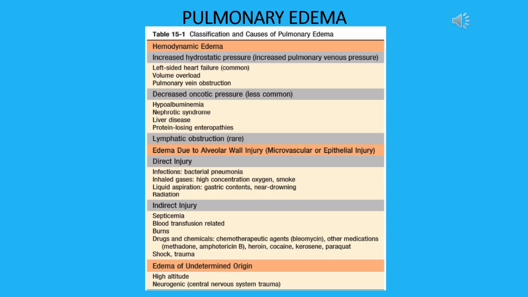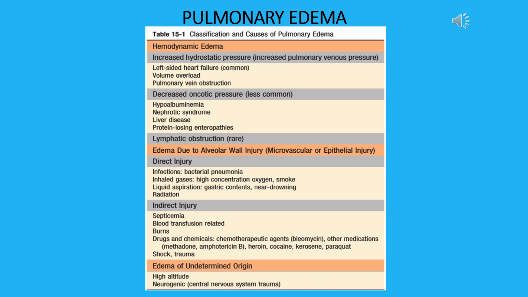We go to the next topic, which is pulmonary edema. Pulmonary edema is defined as escape or leakage of fluid from the vascular compartment into the alveolar space and interstitium, resulting from hemodynamic disturbances or microvascular injury. This is a table wherein pulmonary edema is classified based on the underlying mechanism or cause.